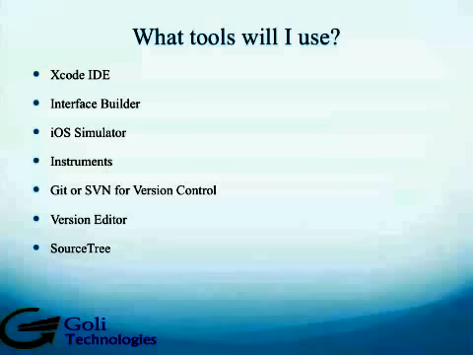And then there is a version editor that also comes installed with the Mac. We'll be using it to resolve some of the merge conflicts. And finally, we'll be looking at SourceTree, which is basically a Git IDE or a visual client for Mac OS.